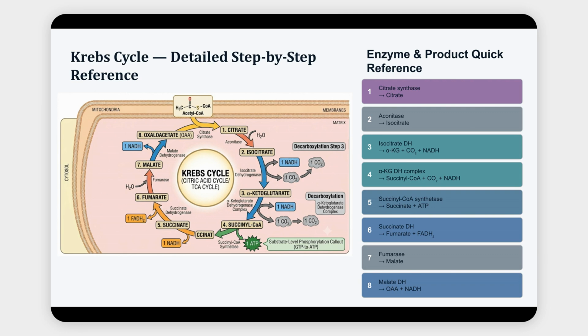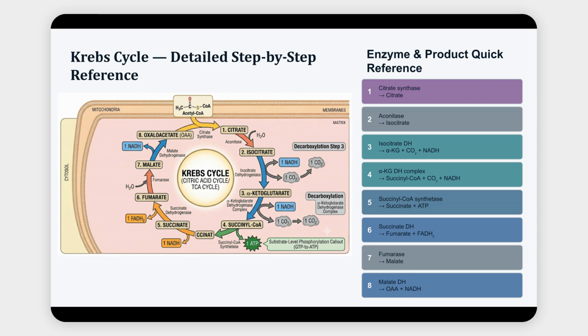As you're revising this, I don't want you to copy it word for word, but I want you to see it and imagine it and begin to put each enzyme where it needs to go. The table on the right is your cheat sheet. As you can see, step 1, we have citrate synthase, which produces citrate. Step 2, we have aconitase, which produces isocitrate. Step 3, we have isocitrate dehydrogenase, which produces alpha-ketoglutarate, and so on and so forth.